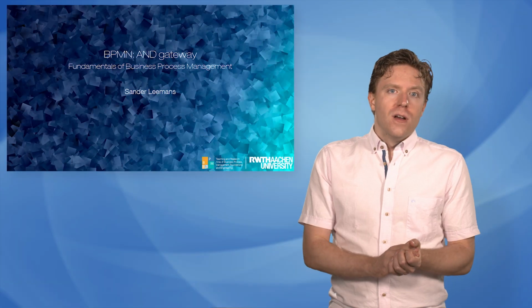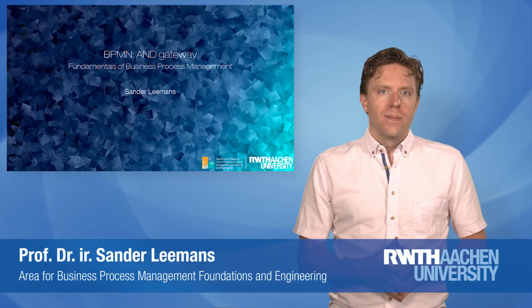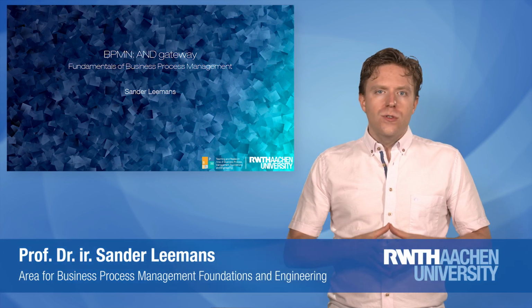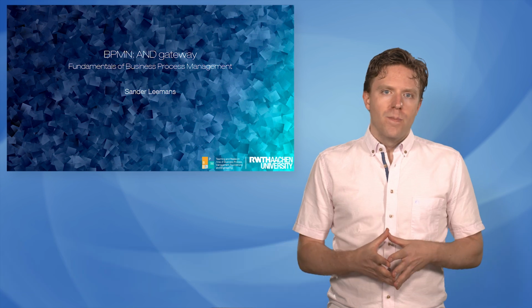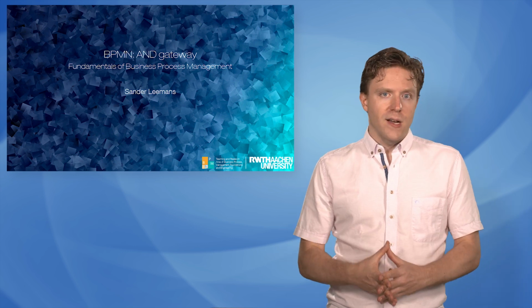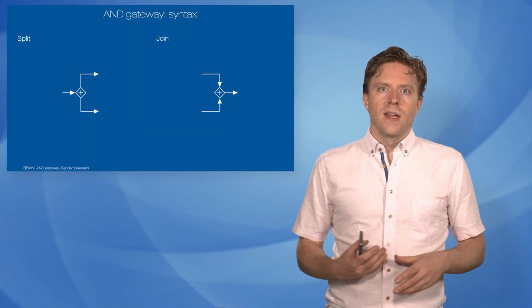In this video, we're going to look at the AND gateway. The AND gateway is used to model things in parallel. So execution will be split into two branches but continue both at the same time. Now, how do we model that? Let's look at the AND gateway.